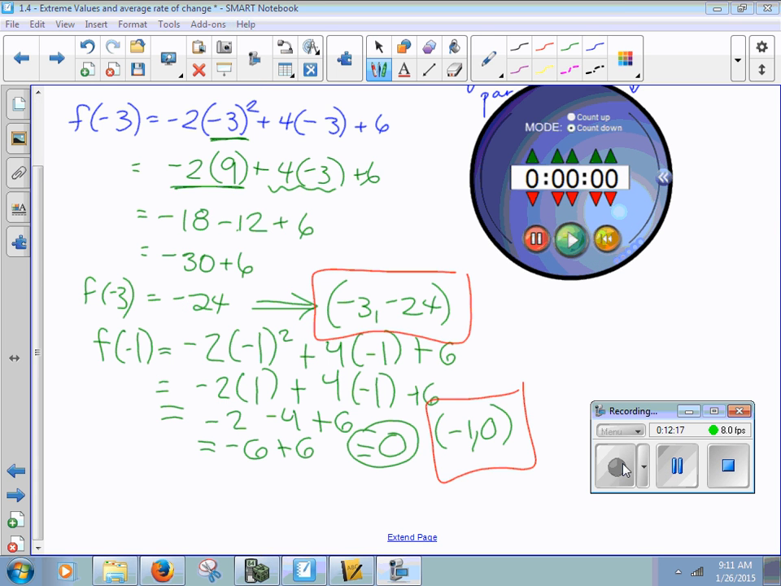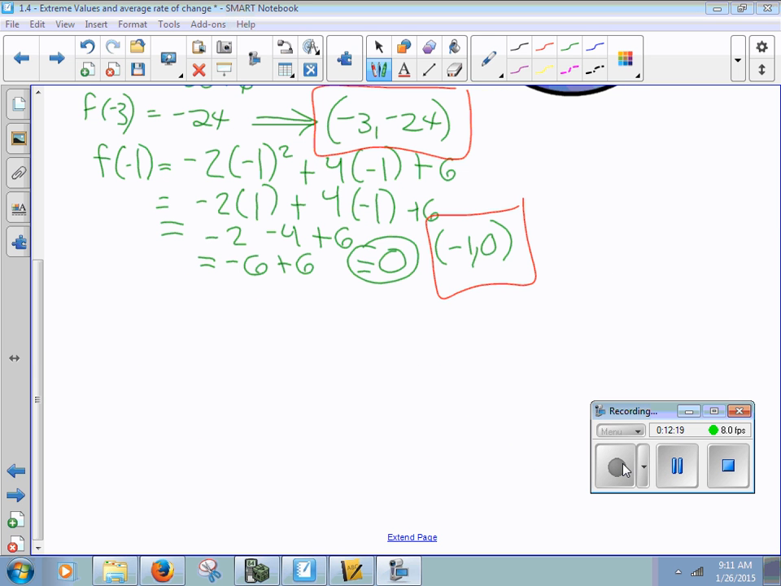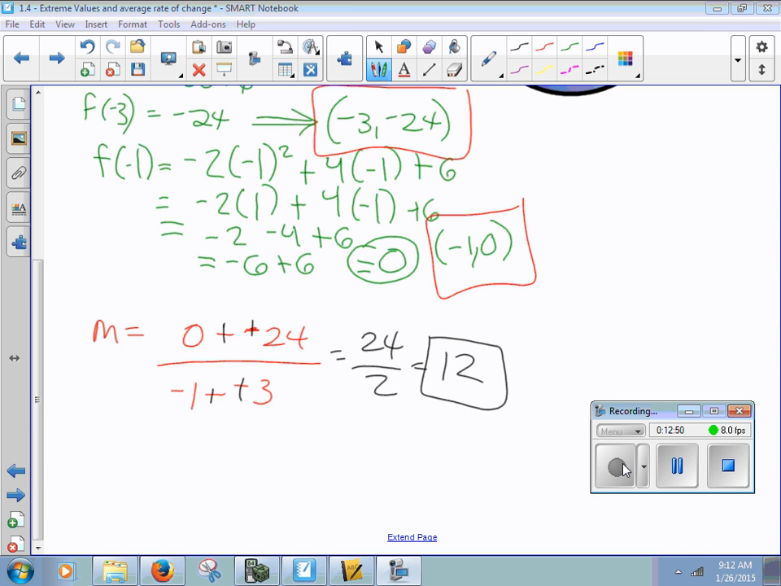Are we cool with that? So here we go. Let's find the slope. The average rate of change, 0 minus negative 24. Do I have to go in this order? No, but if I do, and you went in the order of negative 24 minus 0 over negative 3 minus negative 1, we should still end up with the same answer in the end, correct? So let's see what happens. I got minus a negative, which is plus a positive. Minus a negative, plus a positive. 24 over 2, which is, how many of you got 12?